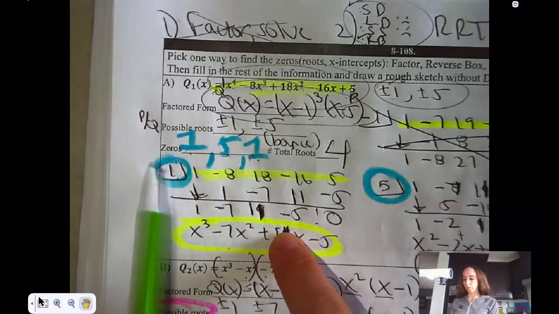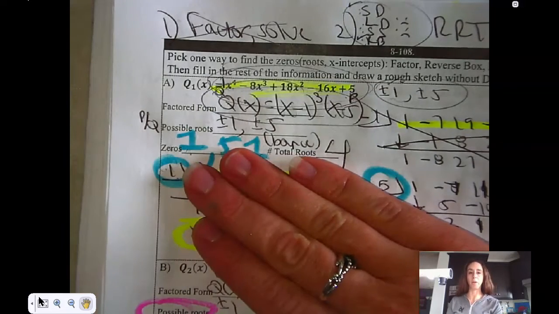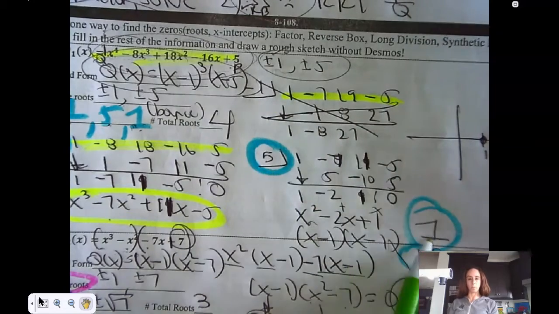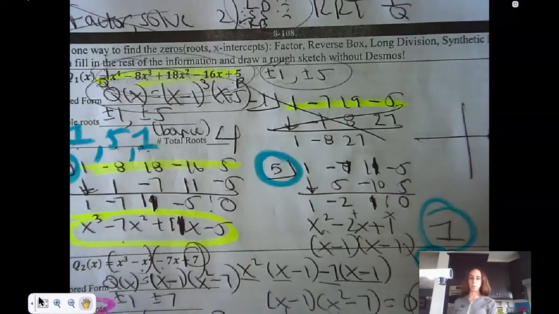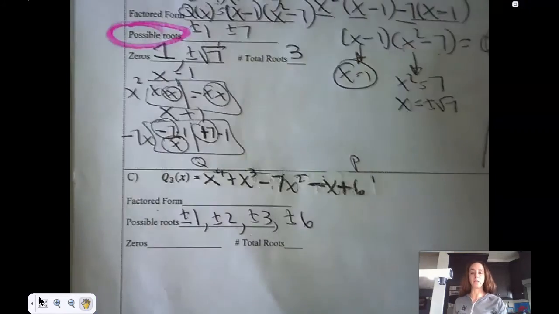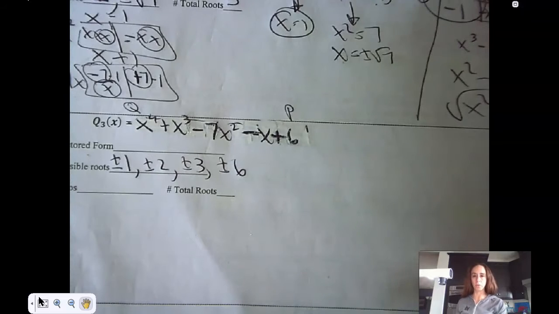If we found the root using synthetic substitution and was like, oh, 1 works, we would still have to go back to this bigger polynomial. And then once we figured it out, again, we went to a smaller one and a smaller one. So I either encourage reverse box or synthetic division. So what I'm going to do is do it based on synthetic division, and then I will, on a separate piece of paper, do reverse box so you can see it.